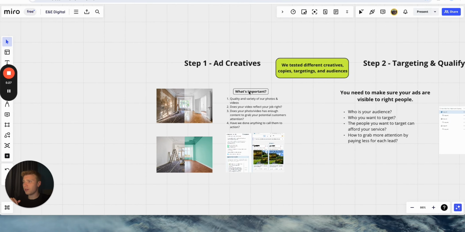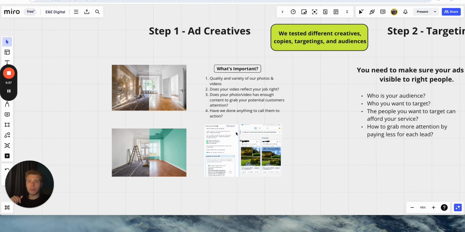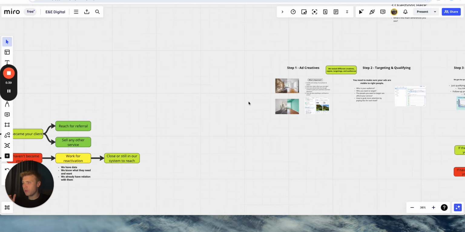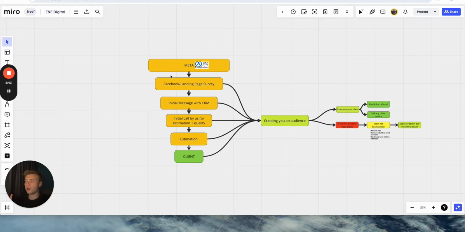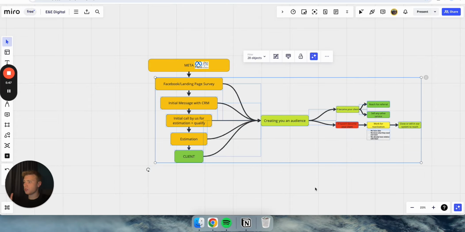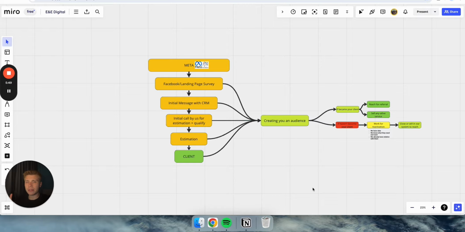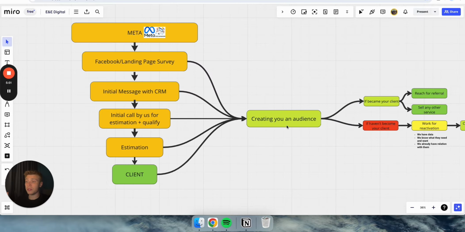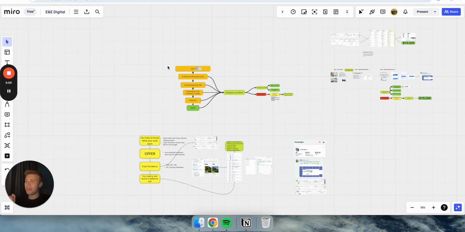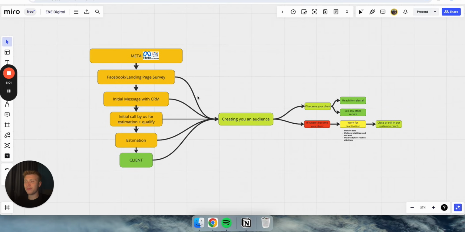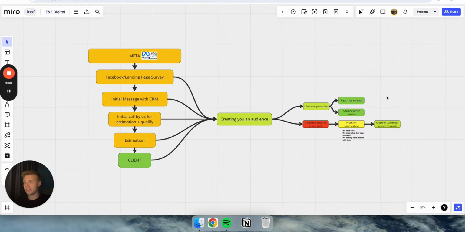In the first part, I'm going to be talking about the ads. Why are ads so important? As I always say in my videos, ads are just 35% of our process. The rest is about following people up, booking estimations, and creating an audience, as you see here. If you cannot get any results from the ads, the other 65% is going to be meaningless. So we have to get good results from the ads.